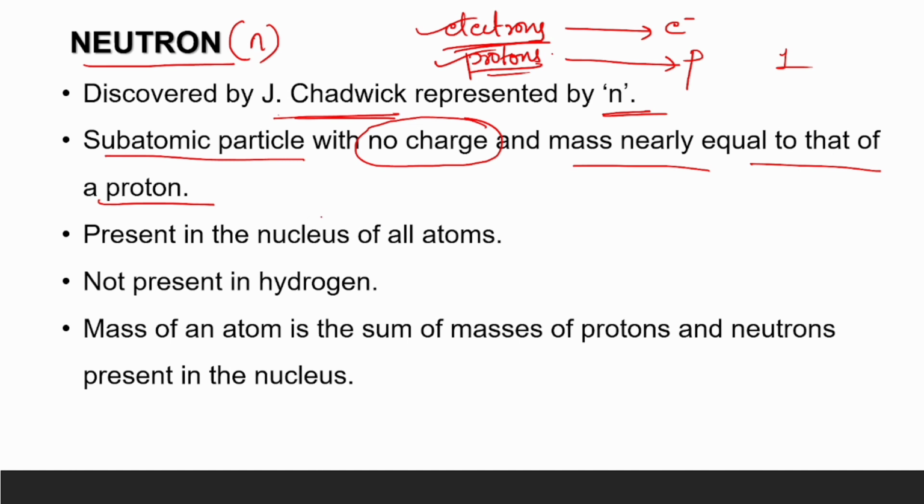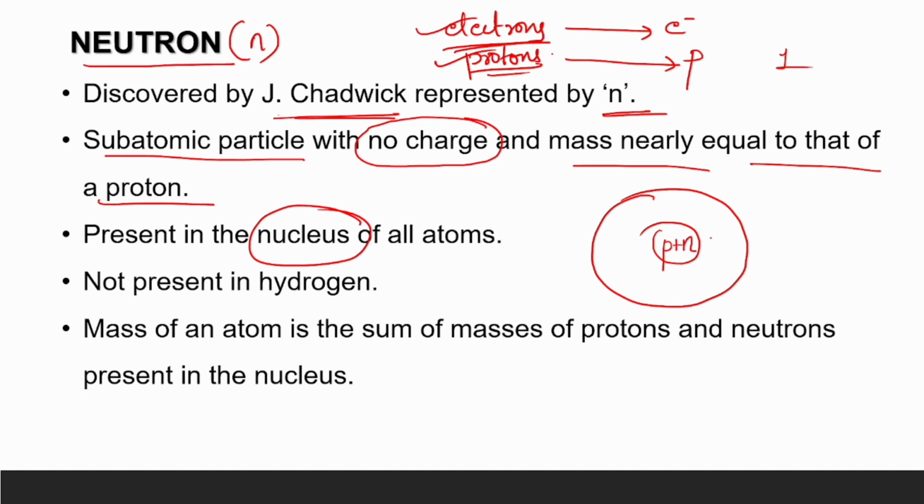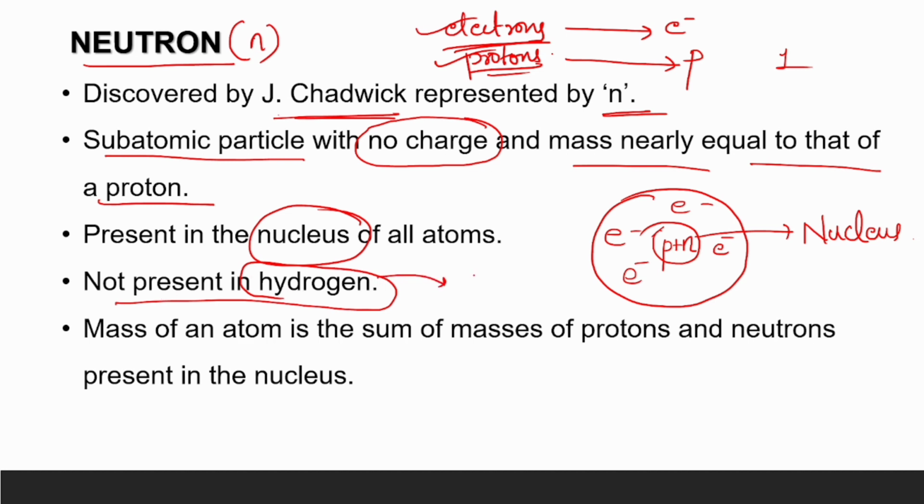And the neutron is present inside the nucleus. So you need to understand, inside an atom there is a nucleus, and inside the nucleus there is proton and also neutron present. Outside the nucleus the electrons are present. Neutron is not present in hydrogen. So hydrogen does not have a neutron. Hydrogen only has one proton. So you should note down this point. Hydrogen only has one proton present inside.